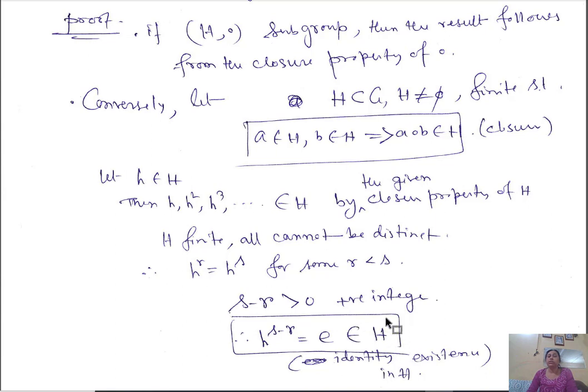This belongs to H. h to the power s minus r also belongs to H. So this holds, meaning h to the power s minus r equals e, so e belongs to H. The identity element exists, and the closure property holds.